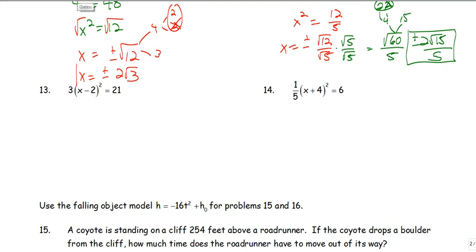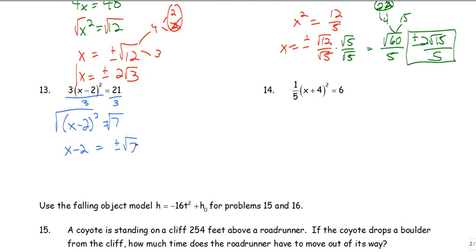You have to isolate the parentheses. So to isolate this parentheses, we have to get rid of this 3 first. So we get x minus 2 quantity squared equals 7. Now we can take the square root to free the parentheses. So you get x minus 2 is equal to plus or minus root 7.